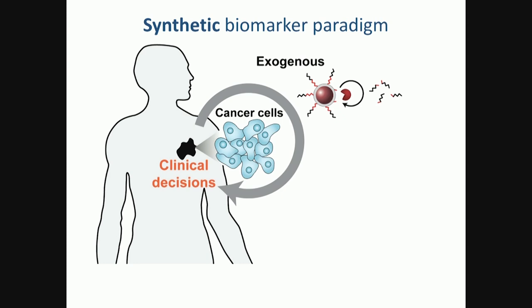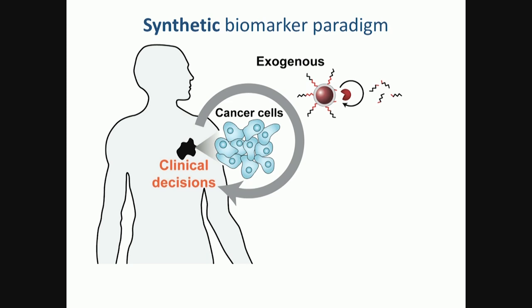So the way that we think about doing that is shown here, and the idea is that you give an exogenous probe, a nanomaterial, and these probes are designed to enter into the tumor microenvironment and be catalytically activated by enzymes, proteases, in the tumor microenvironment that you have designed them against. So you're not relying on any shedding. And the way the materials are designed is shown here.